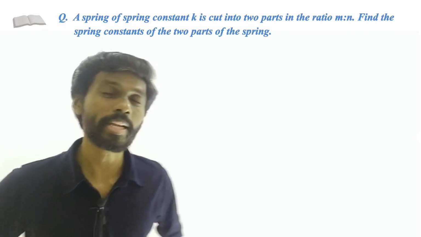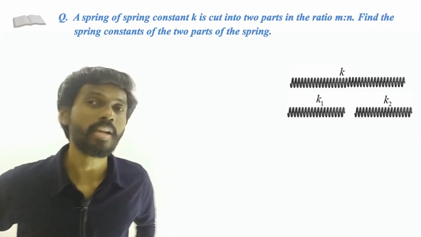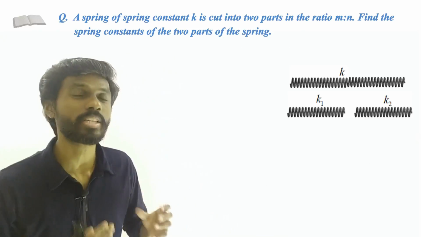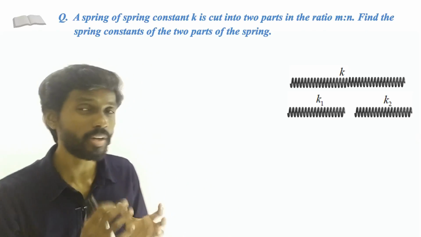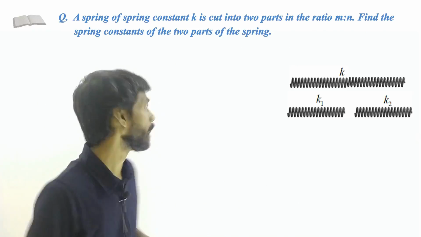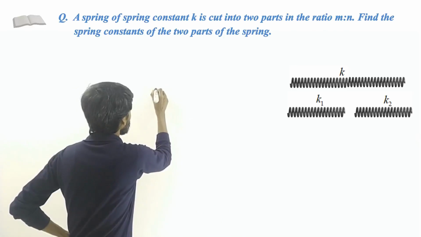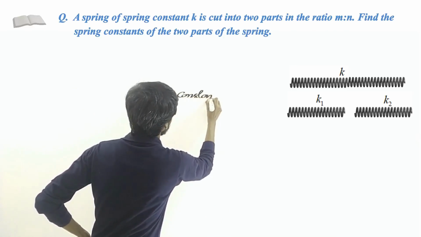Here, a spring of spring constant k and length L is cut into two parts in the ratio m:n. We have to find the spring constant of each of these parts. We know that for a particular spring, the spring constant multiplied by the length of the spring is a constant value. So k multiplied by L is constant. So KL is constant for a particular spring.